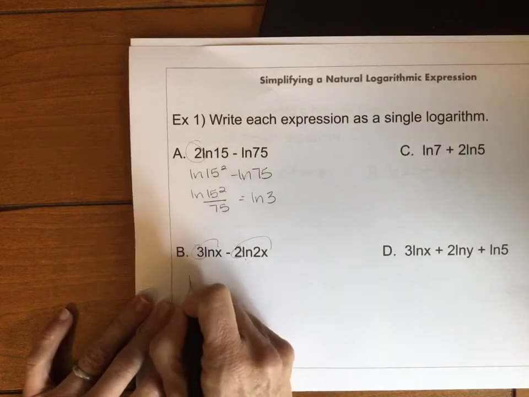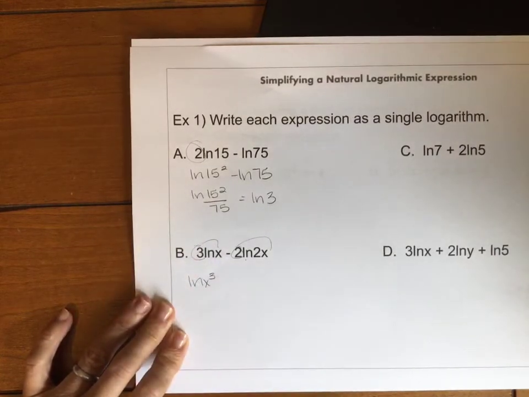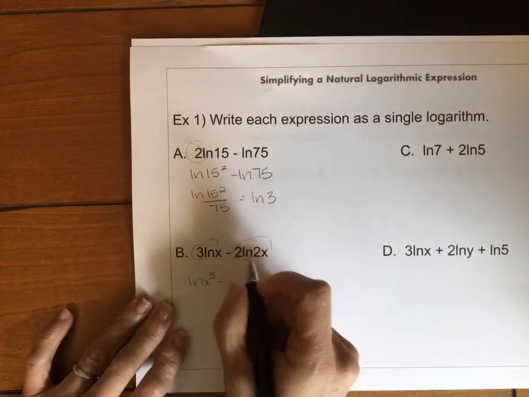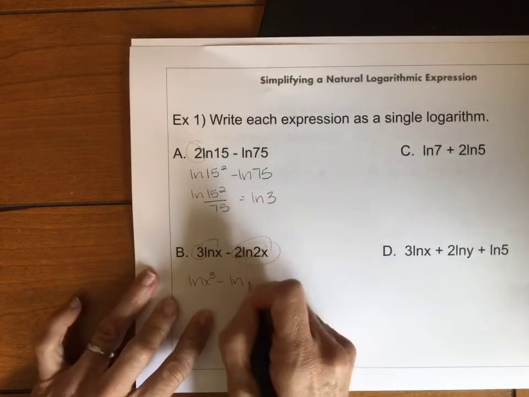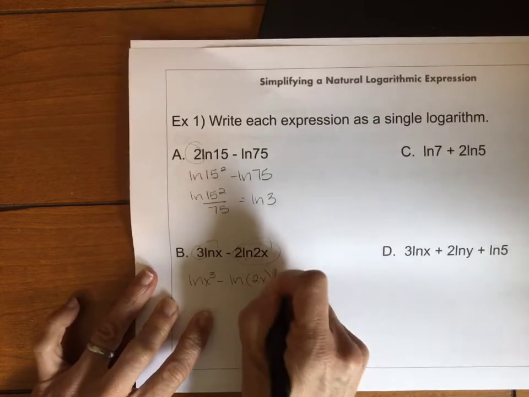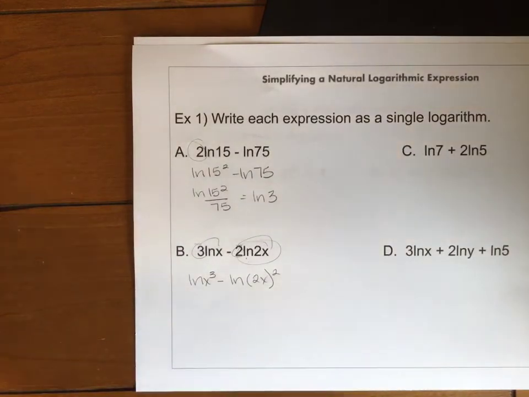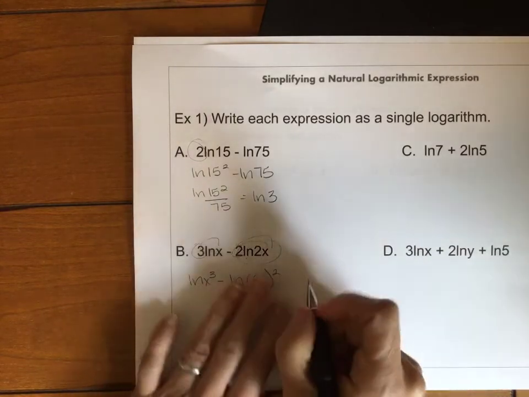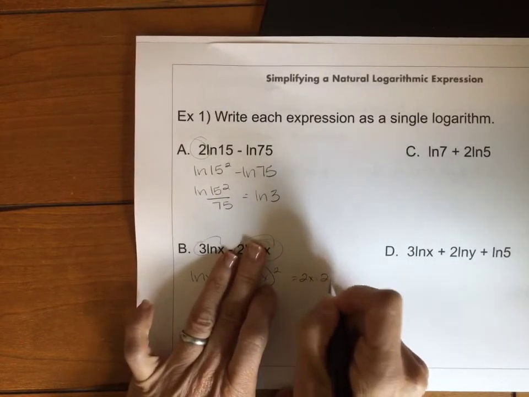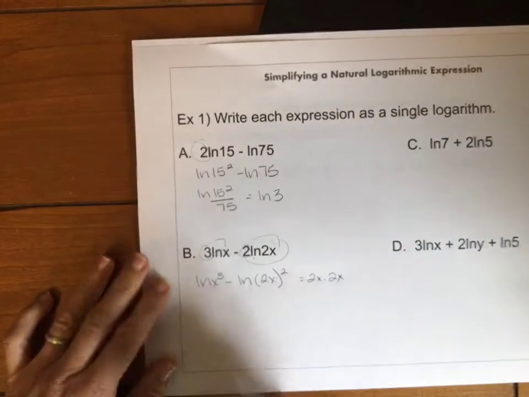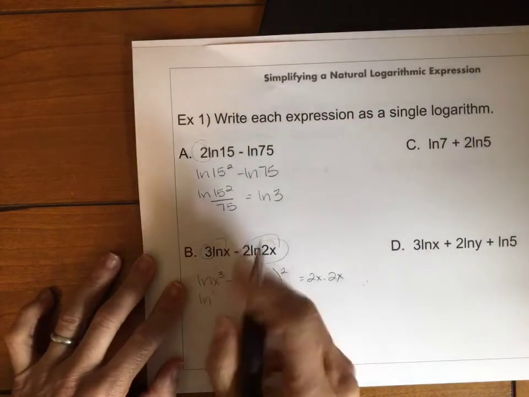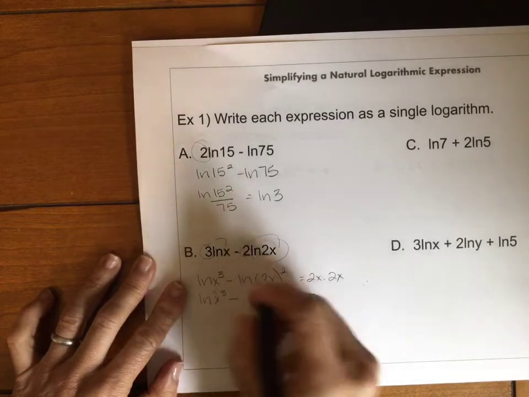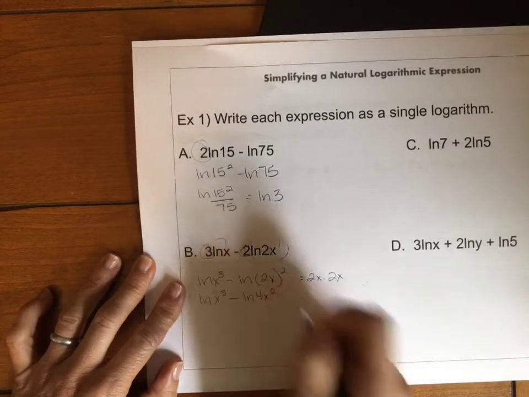So the first one's a little more straightforward, natural log of x cubed. But this whole thing is being multiplied by 2. So here's what we have. We have natural log of 2x, and all of that is squared. So be really careful when you are squaring that. It's not going to be just 2x squared, because this is really 2x times 2x, which is 4x squared. So I'm kind of drawing this one out a little bit just to make my point. But we have natural log of x cubed minus natural log of 4x squared.